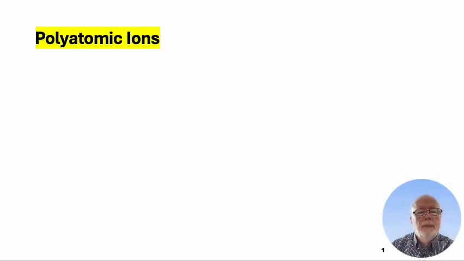Hi everybody. This is the second video on ions, combining ions into formulas. And this time I'm going to concentrate on polyatomic ions. So polyatomic ions are groups of atoms with a charge. Now the charge can either be positive or negative. Normally it's positive 1, 2, or 3 or negative 1, 2, or 3.